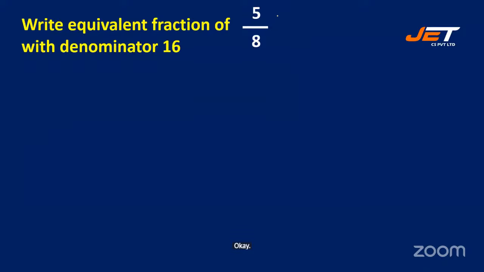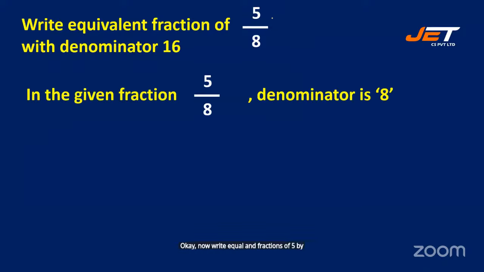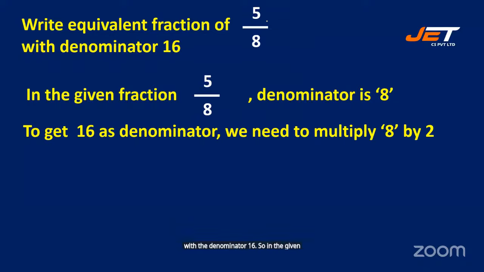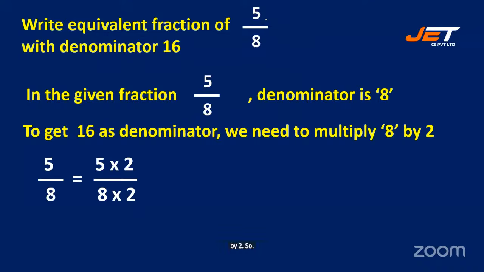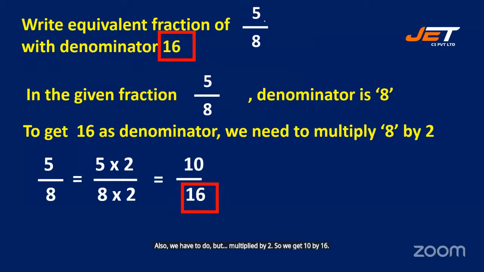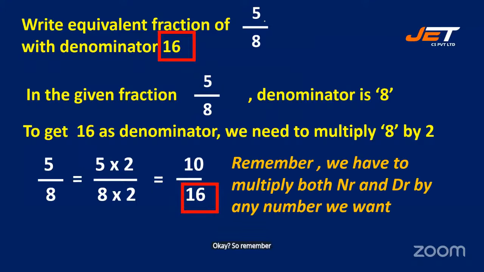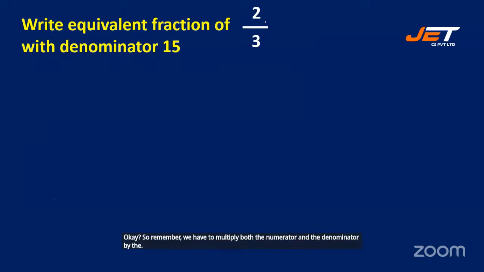Okay. Now write equivalent fractions of 5 by 8 with the denominator 16. So in the given fraction we have 5 by 8. The denominator is 8. To get 16 as the denominator, we need to multiply 8 by 2. So when we are multiplying the denominator by 2, the numerator also we have to multiply by 2. So we get 10 by 16. Okay. So remember we have to multiply both the numerator and the denominator by the same number.